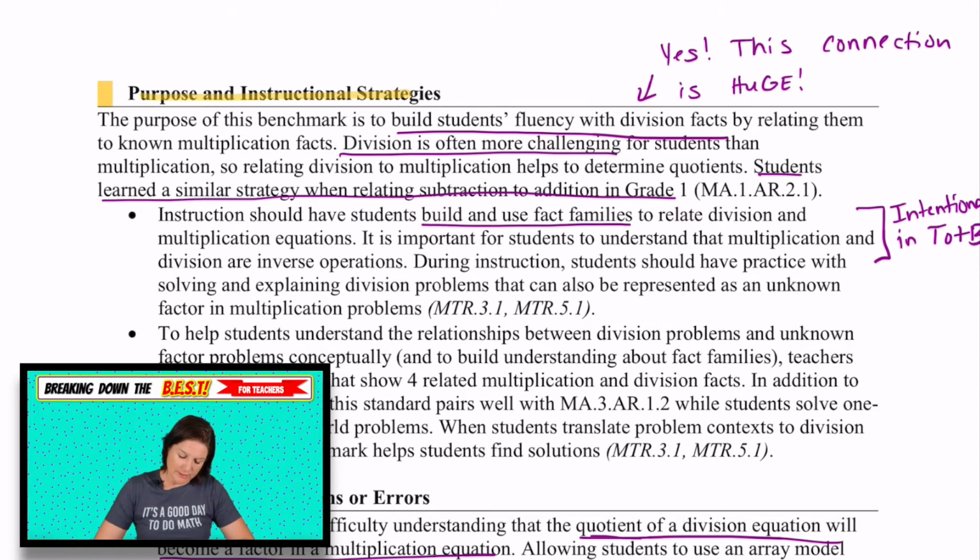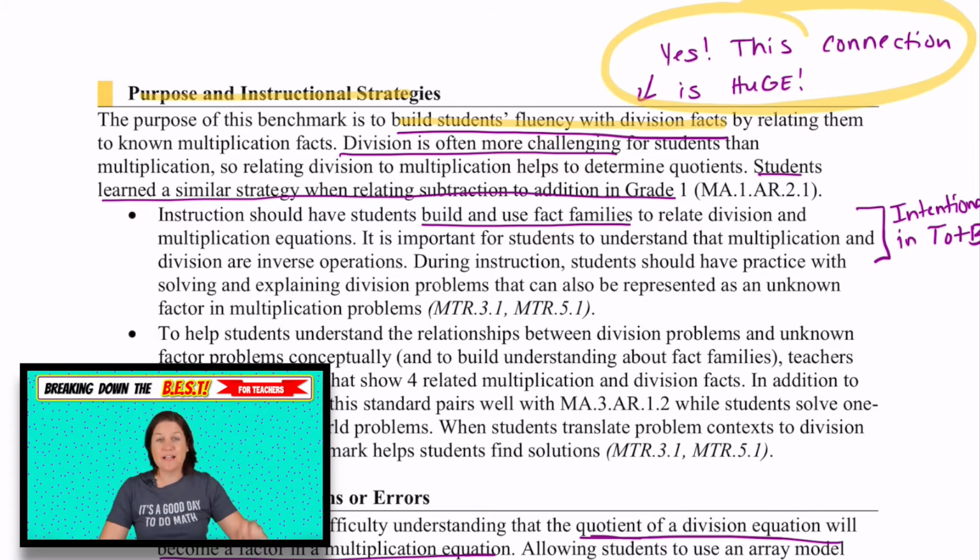Some things that jumped out at me. It said here, the purpose of this benchmark is to build students' fluency with division facts. Yes! The connection is huge. And it says here, division is often more challenging. We just mentioned that, right? It's often more challenging.